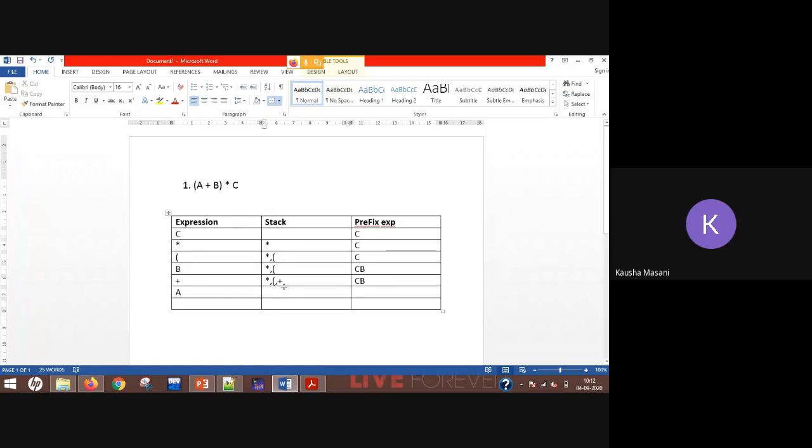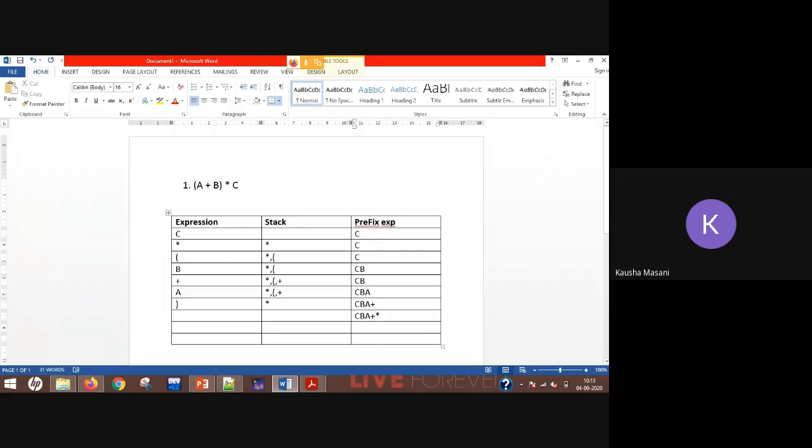Okay, so this remains as it is. All right, here it is C, B and A. Now your closing parenthesis. So we need to pop out. So the only thing that remains in the stack will be your star. Okay, C, B, A plus. Fine. Now star is remaining. So C, B, A plus star.